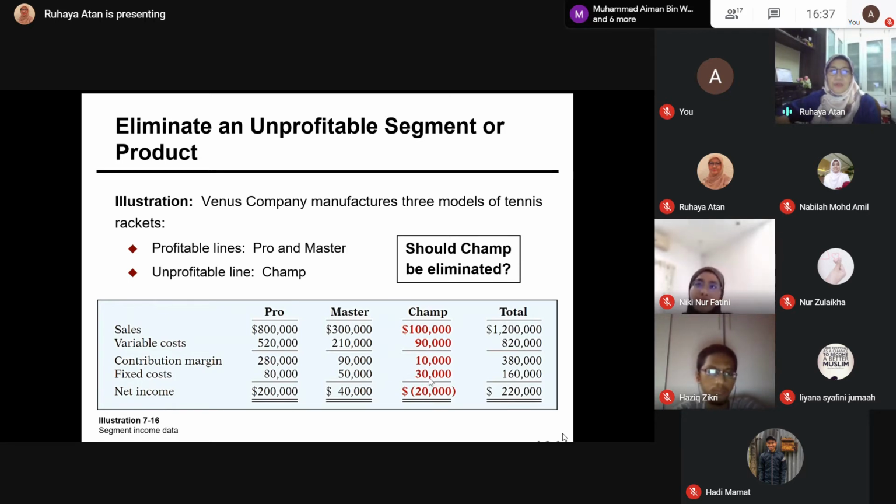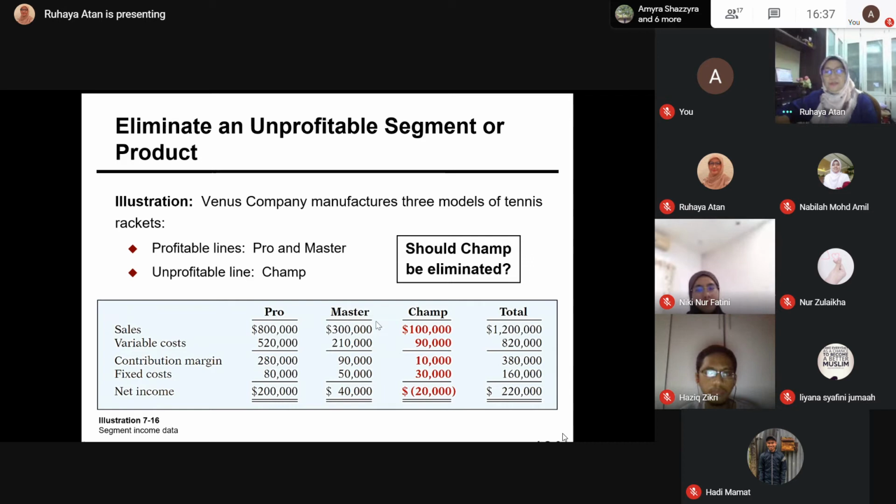So do you want to close this, or do you want to eliminate and stop producing this racket? So you have to think properly and do the incremental analysis, whether it is better to stop producing and selling this Champ, or whether to let it be.